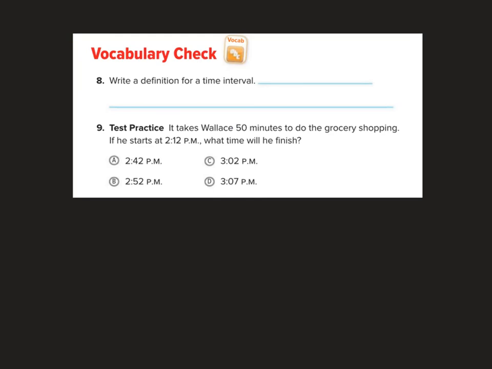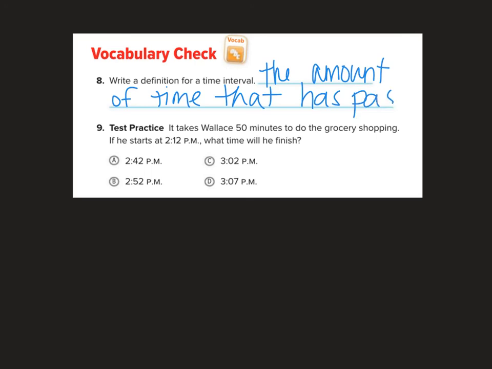Write a definition for time interval. The amount of time that has passed between two times. I don't know. I suppose time interval could just be the amount of time that has passed, but anyways.